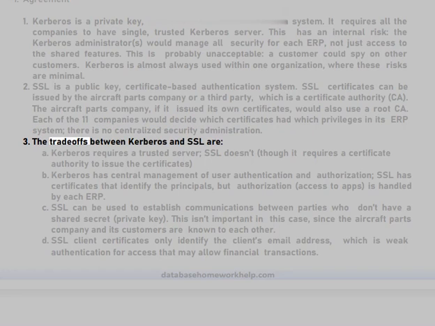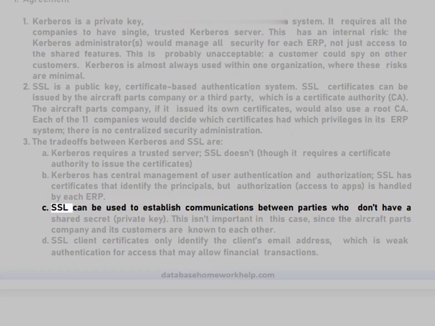3. The trade-offs between Kerberos and SSL are: A. Kerberos requires a trusted server, SSL doesn't, though it requires a certificate authority to issue the certificates. B. Kerberos has central management of user authentication and authorization. SSL has certificates that identify the principals, but authorization, access to apps, is handled by each ERP.